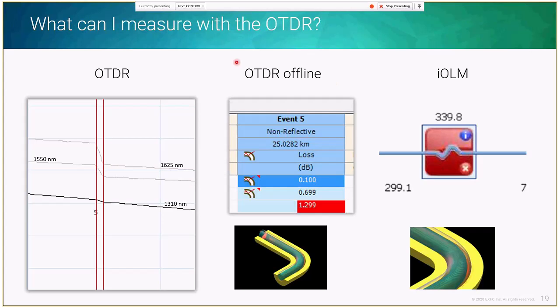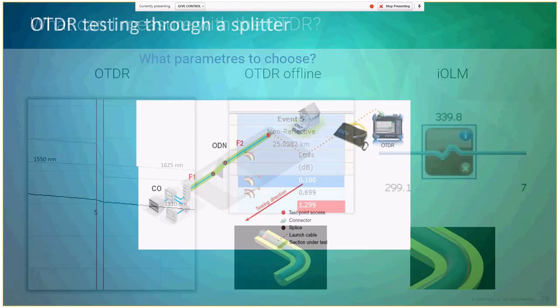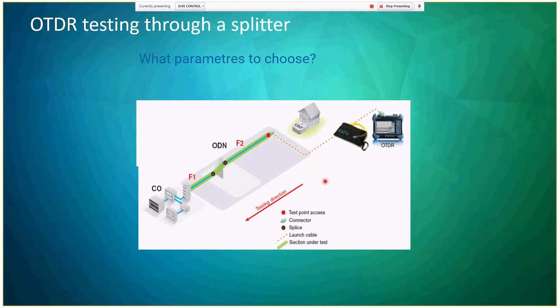So on the OTDR and iOLM, it makes it easier to spot these macrobends and these defects on the fiber. Okay, so here I'm going to use the OTDR testing through a splitter example. It's the same if you're going to do point-to-point.